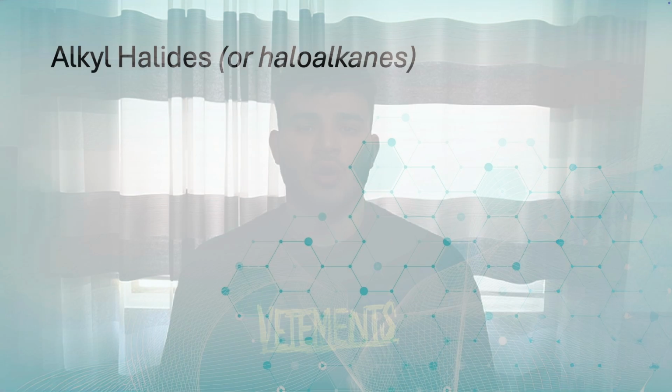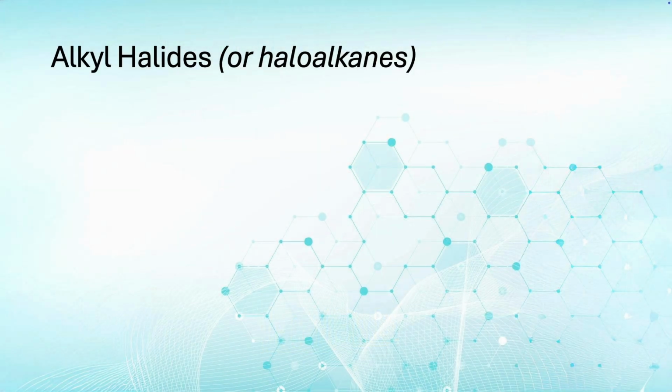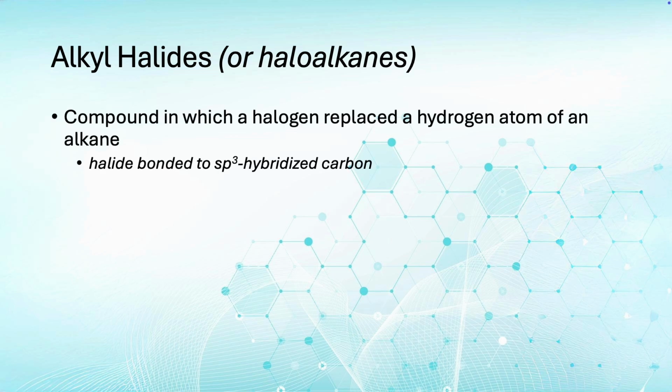In the last video, we covered alkyl, alkene, alkyne, benzyl, and phenyl groups. In this video, we will move on to our next functional group. Alkyl halides can also be called haloalkanes, but for these videos, we'll be using the term alkyl halide. As a simple definition, an alkyl halide is a compound in which a halogen has replaced a hydrogen atom of an alkane. As a reminder, halogens are any element in group 7 of the periodic table. In organic chemistry, we will often see fluorine, chlorine, bromine, and iodine.